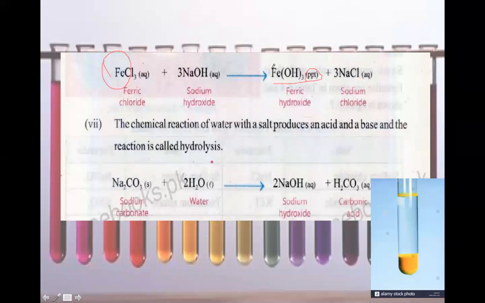The property number 7 is basically the chemical reaction of water with a salt produces an acid and a base, and the reaction is called hydrolysis. This is a very important reaction, and you will be studying it in future again and again. So kindly underline this as well. It's basically a reaction between sodium carbonate and water, and it will be giving us sodium hydroxide and carbonic acid.